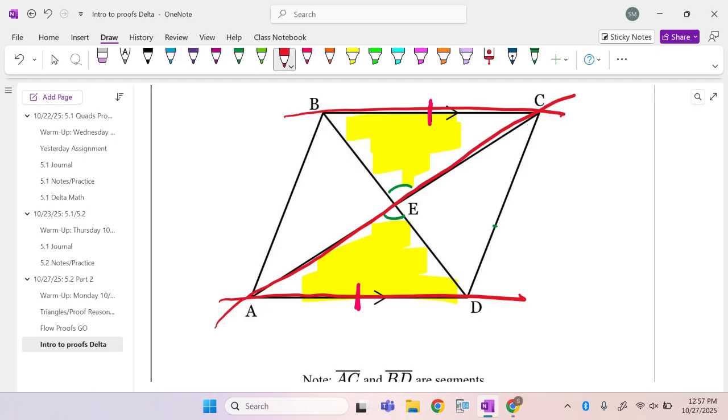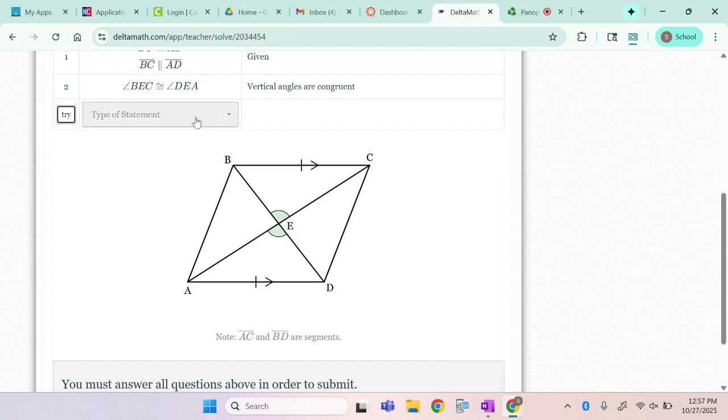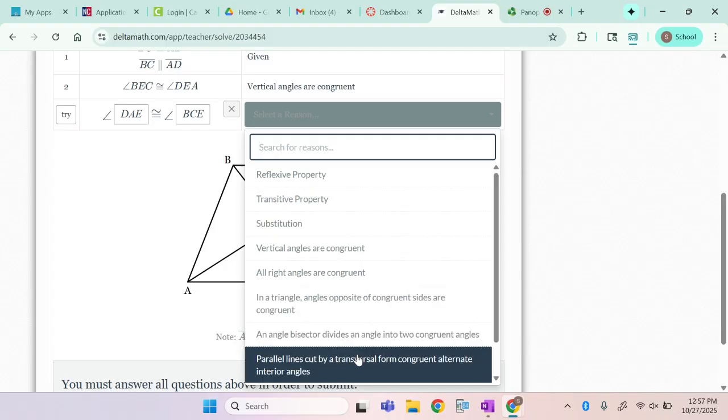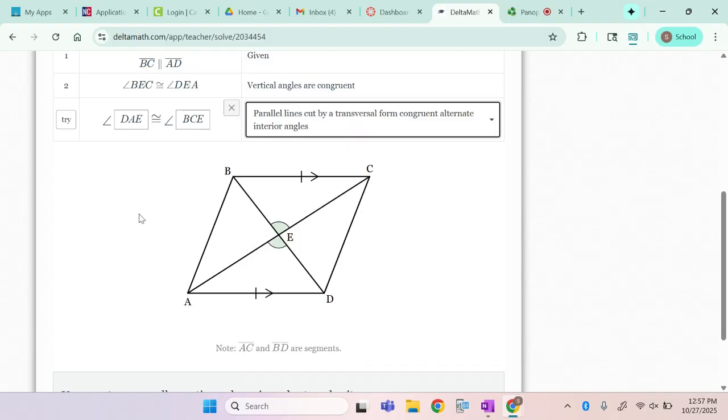So what angles are alternate interior? It'd be DAE, because we're just looking within those triangles. And then BCE. So those are the two angles that we can show are also congruent. So angle DAE is congruent to BCE because of alternate interior.